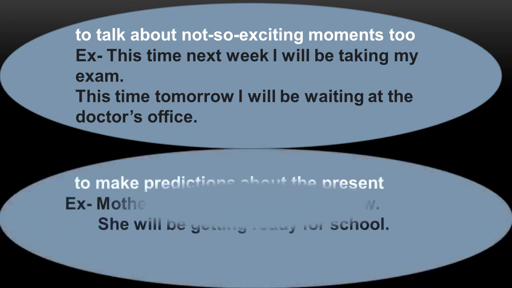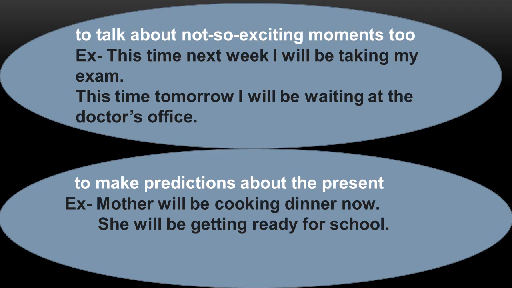Then we have to make predictions about the present, that is, what will be happening at this time. For example, mother will be cooking dinner now. She will be getting ready for school. That means the future continuous tense is also used to make predictions about the present time. So those were the uses of the future continuous tense.